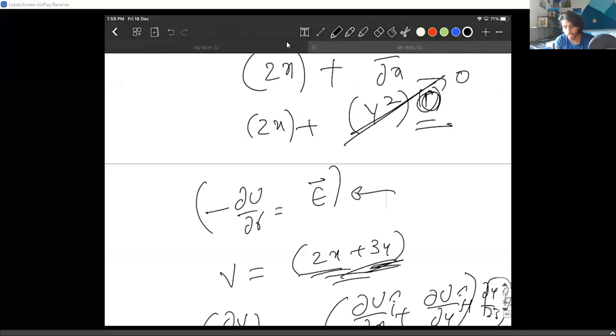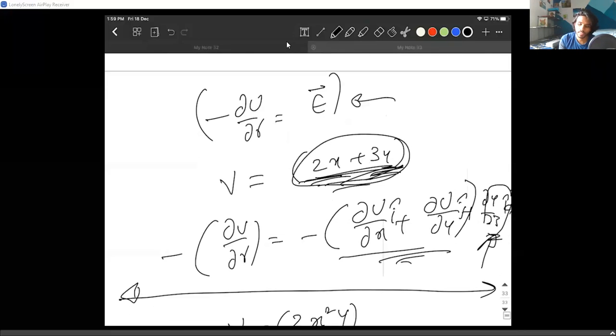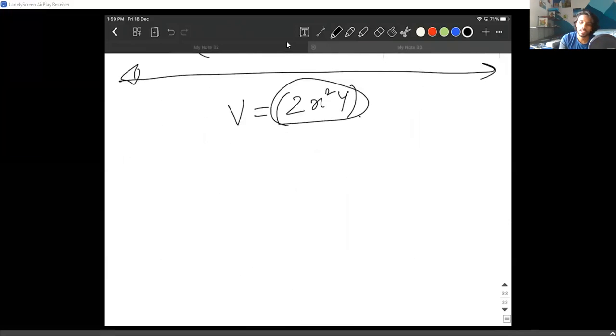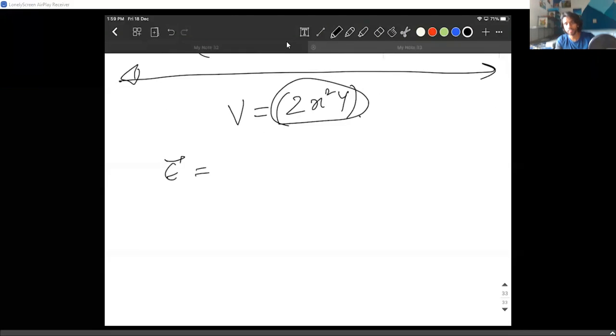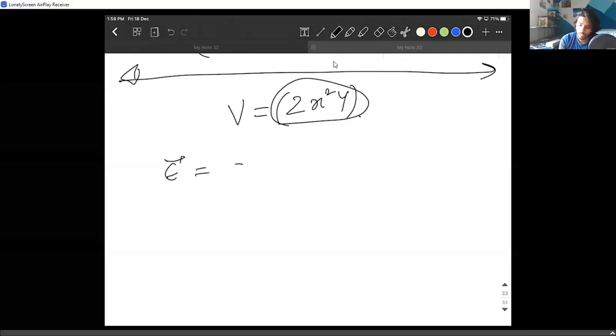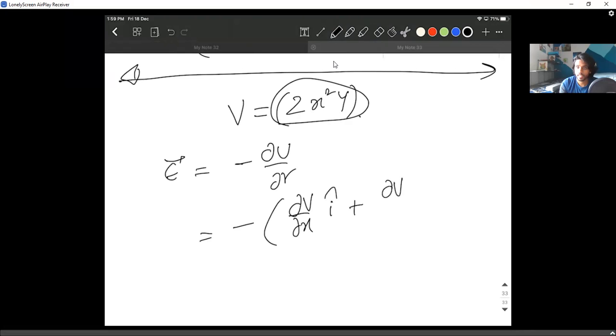Yesterday it was 2x plus 3y. So please clearly observe. Now I'm giving it as 2x square y. I want the field, the gravitational field. How do I do it? If I want the gravitational field, all I have to do is minus dou v by dou r. So I have to differentiate the whole thing with x, i cap, and then differentiate with y.